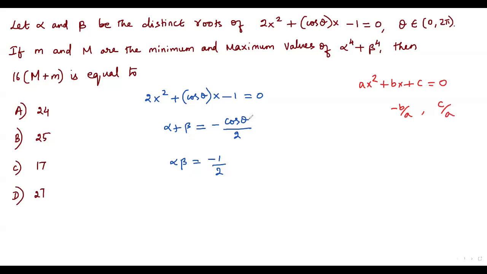Using these two values, I am going to evaluate the expression α⁴ + β⁴. For that, we have to consider two identities in algebra. Okay, let me continue on the next page. I am going to write the two required identities. The first one is a² + b² = (a + b)² − 2ab, and another identity is a⁴ + b⁴ = (a² + b²)² − 2a²b².